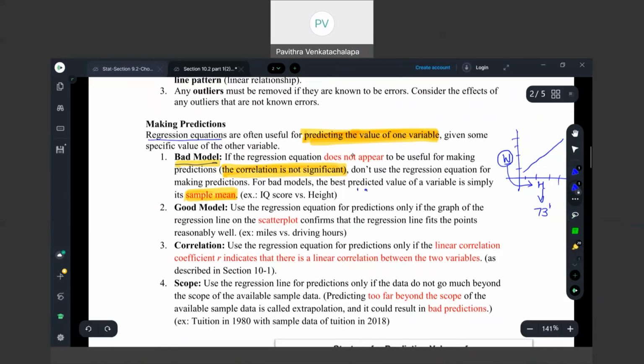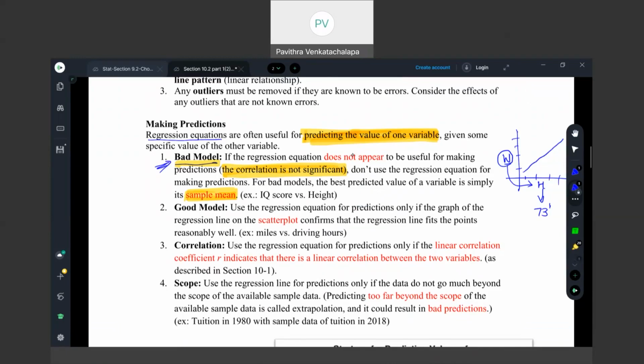You have 1A, 1B, and 1C. Pause the video and take a look at 1B. Read the question completely. There it says if the correlation is not significant, you can consider the mean of systolic blood pressure as a predicted value, right? That is what we are going to do in this section. So 1B was a bad model, and that is why we did not find the regression equation. Instead, we just considered the mean of that variable as a predicted value.